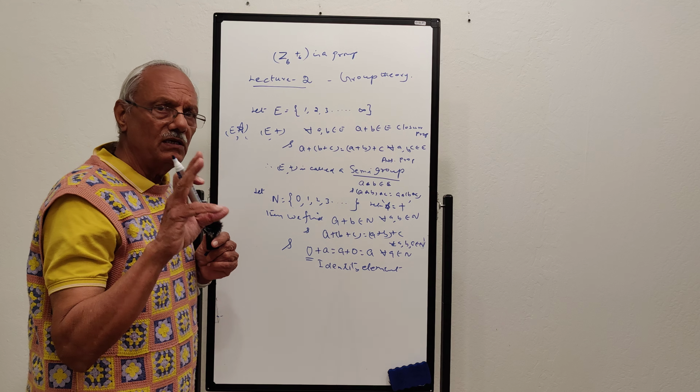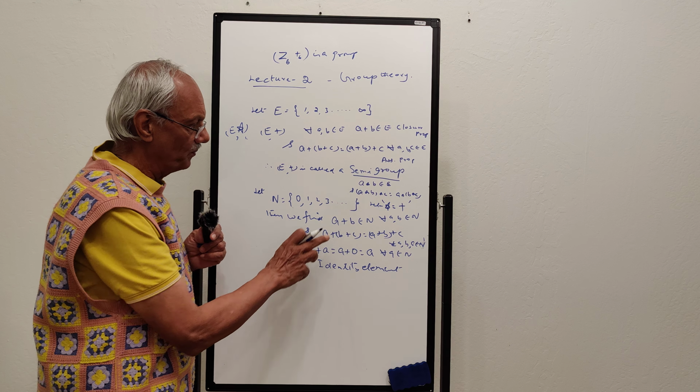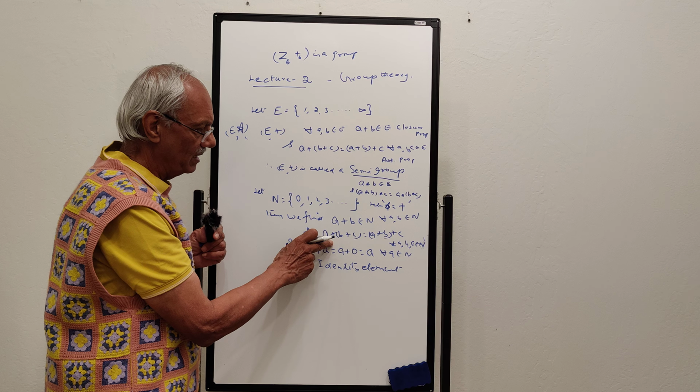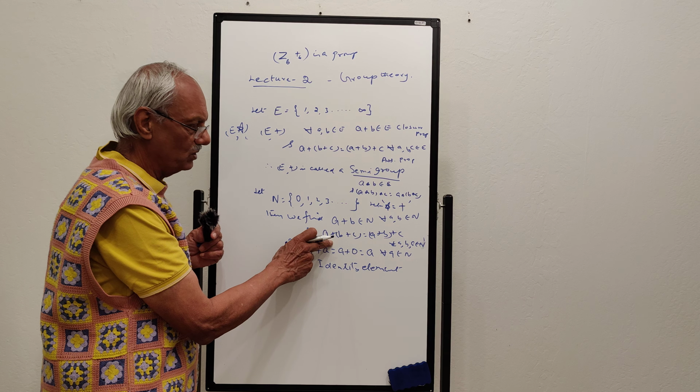So three properties are satisfied: the closure property, the associative property, and the existence of an identity element. Therefore, N is called a monoid.